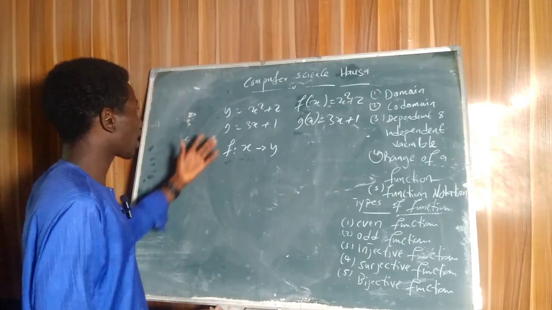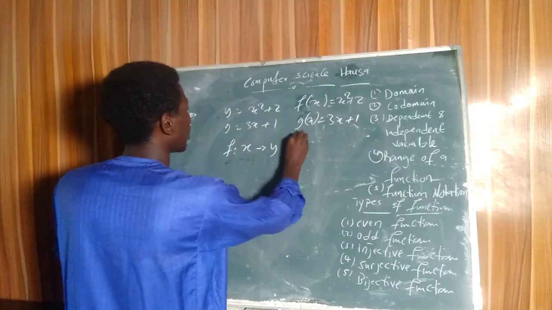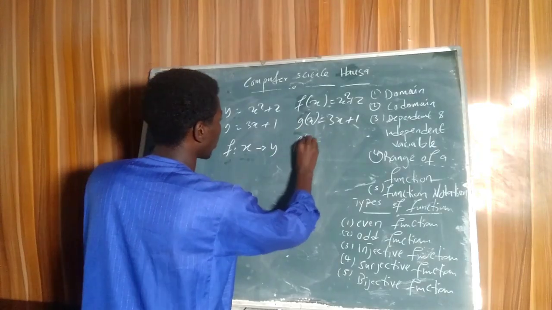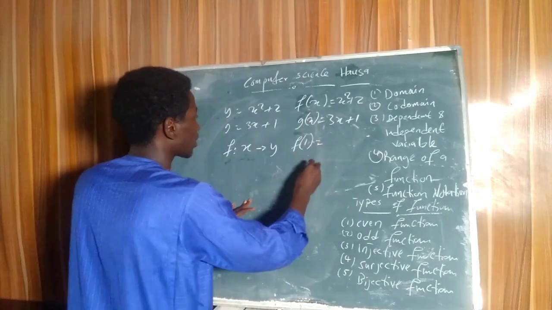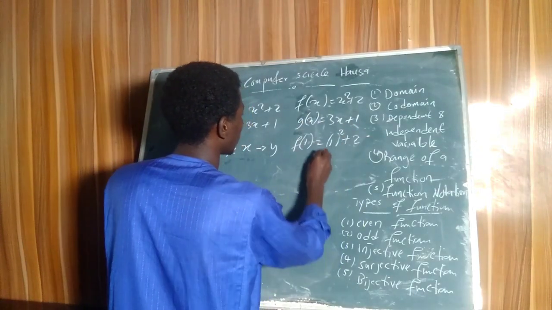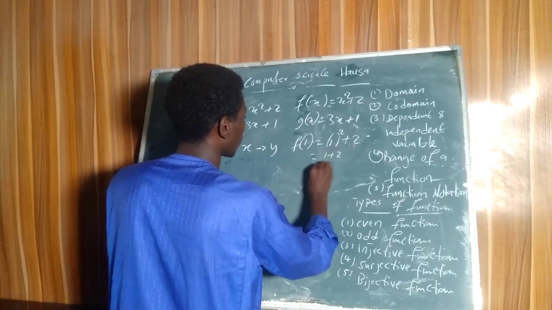So now, for example, if you are asked to find f of 1, f of 1 simply means that in this f, instead of x you write 1. So wherever you see x you write 1, plus 2. 1 square is 1, plus 2 is equal to 3.